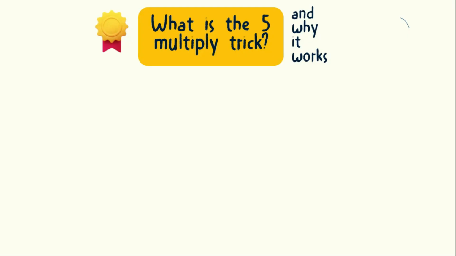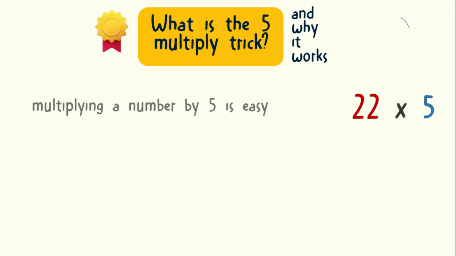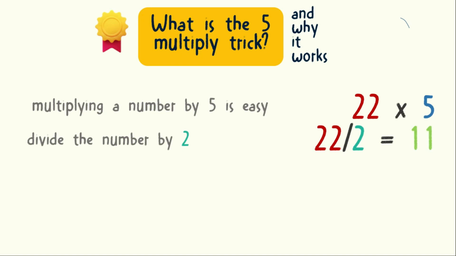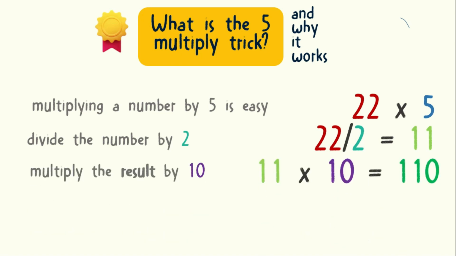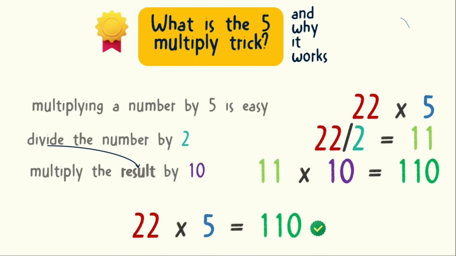So to multiply any number by 5, the first thing is that it is very easy, especially when you are multiplying two numbers. The first thing you do is divide the number you are multiplying by 5 by 2. You see an example here that will give us 11. And the next step is to add 0, or you multiply the number by 10. That is the answer. But why does this work?